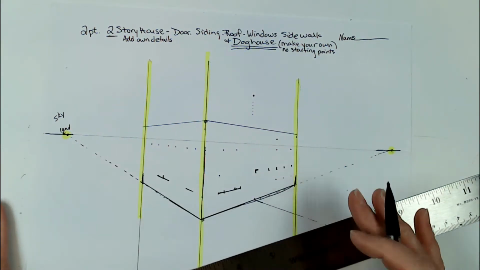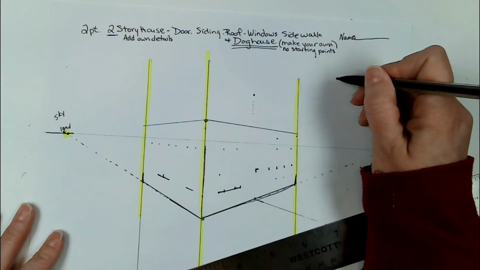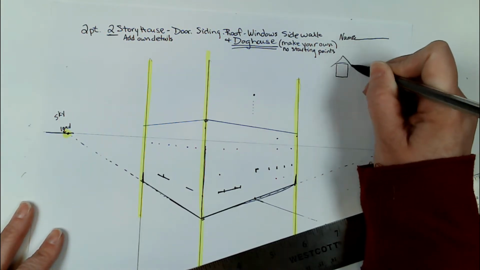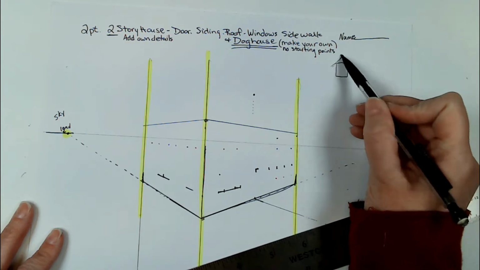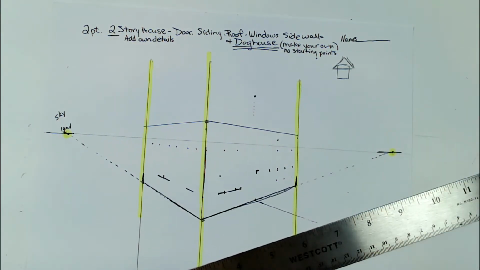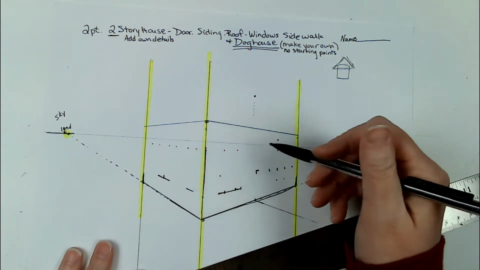So now I have that square part of the house started. Remember, the house is started with a square, and then you need a triangle put on top. And yes, the triangle is hanging over, because we want an overhang of the house. So I decided that this is going to be the front of my house.